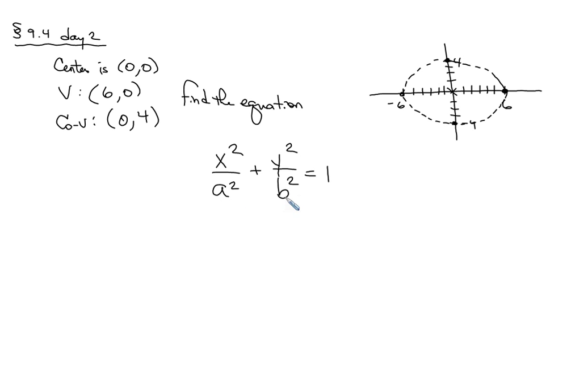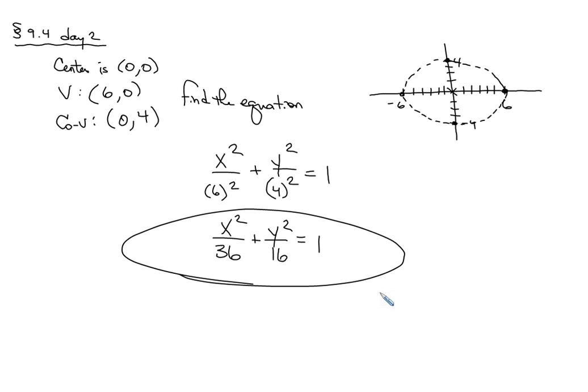So the question now is, what are a and b? We need to fill those in. So do we know what a is already? Yeah, how far left and right do we go in the long direction? 6. So that means that this is now 6 squared. How do we know b? Yeah, how far do we go in the y direction, the short direction? That's going to be 4 squared. So our final equation then is x squared over 36 plus y squared over 16 equals 1. Easy enough?